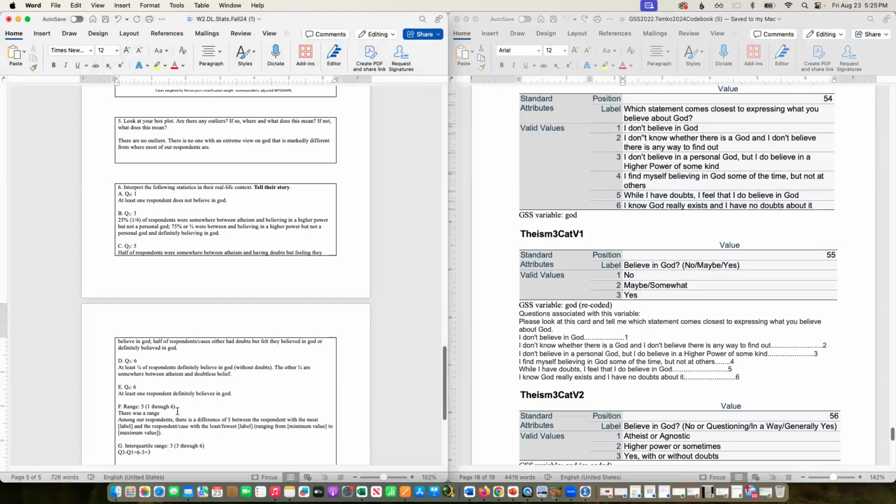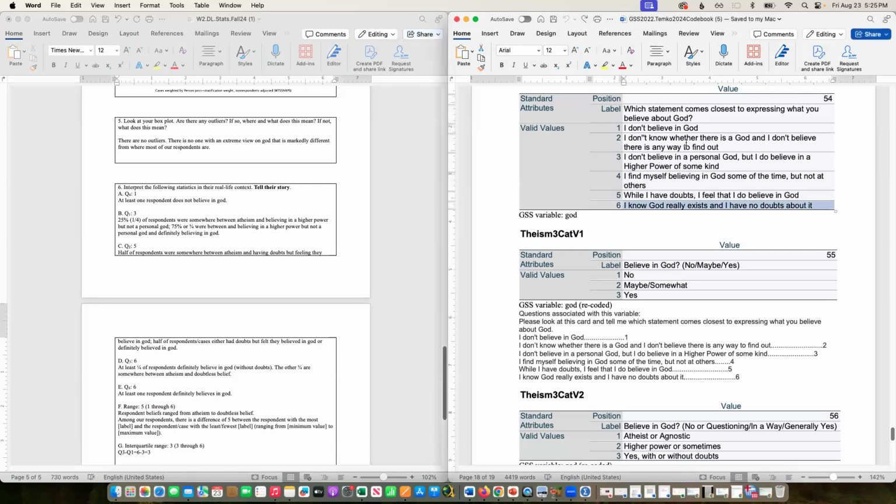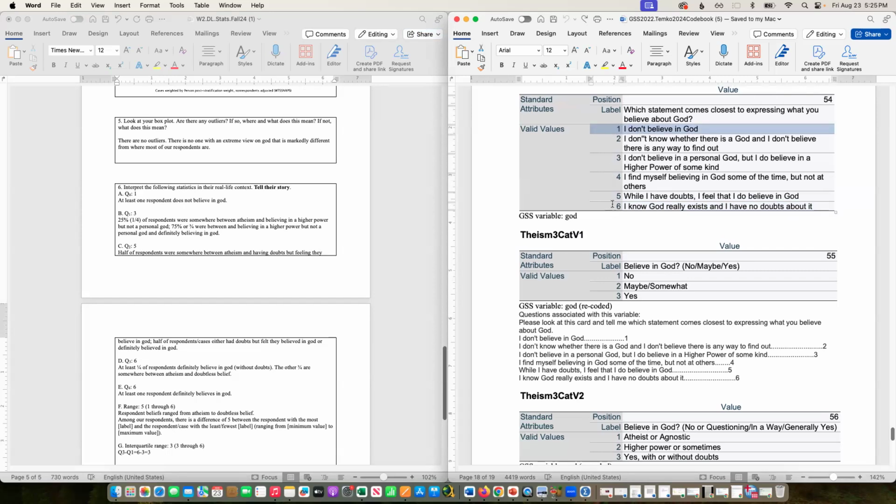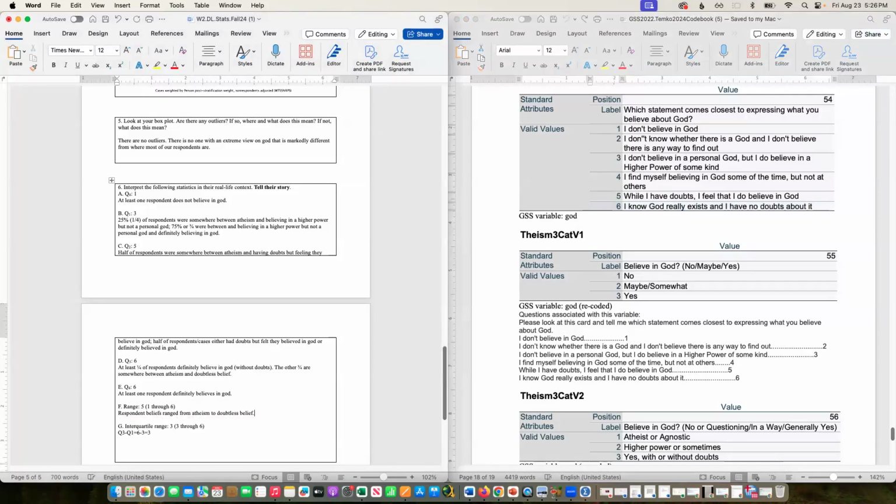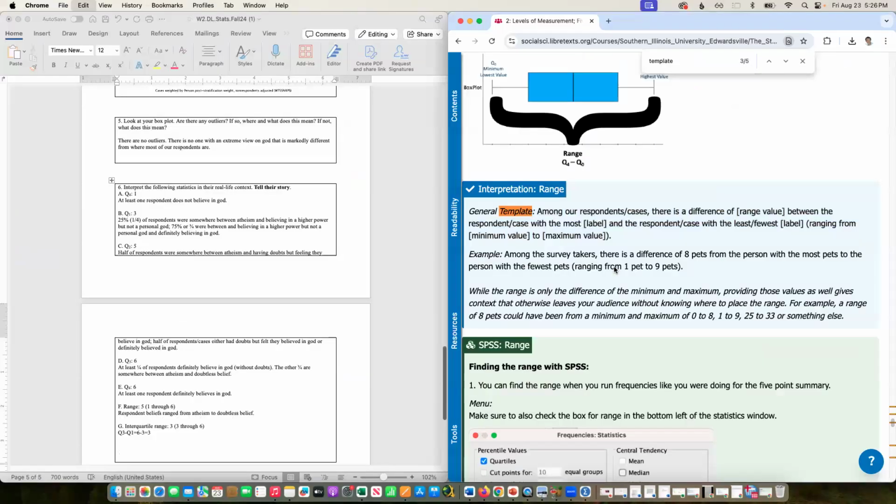So what I'm going to say is that respondent beliefs ranged from atheism to doubtless belief, right? That there were actual responses. So it's not asking what the coding was. What it's telling me is that there's at least one respondent who was here and one respondent who was here. So it spanned that entire 1, 2, 3, 4, 5 hops from one to the other. Okay. So from my minimum to my maximum. And finally, my interquartile range, right? This is the middle 50%.